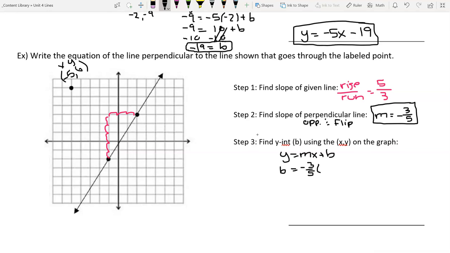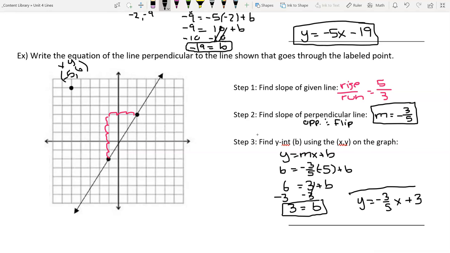-3 over 5 times x, which is -5, plus b, okay? -3/5 times -5, I'll just tell you, is +3. You could do that in your calculator. I'm not going to expect you to do that in your head. Subtract 3, subtract 3. So b equals +3. And there I'm done. So my answer is these two. Again, I'm done with that slope. Y equals -3 over 5 x plus 3. Okay?